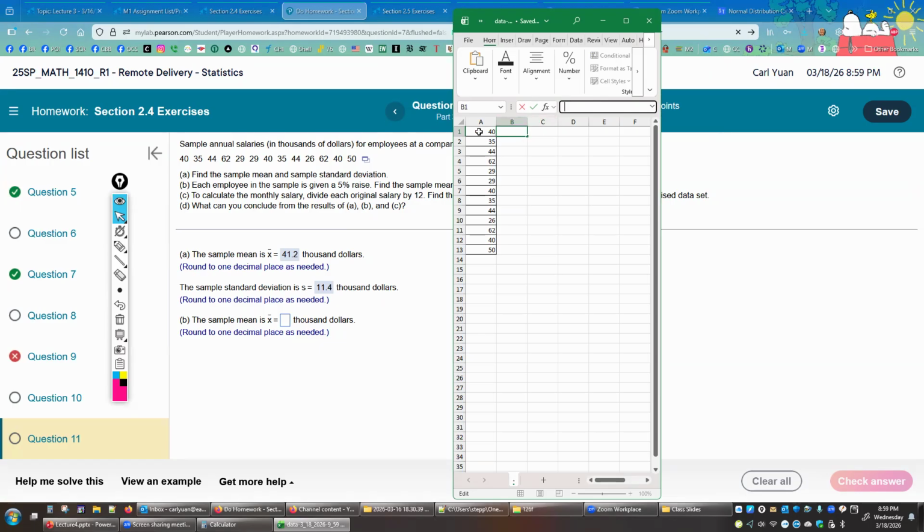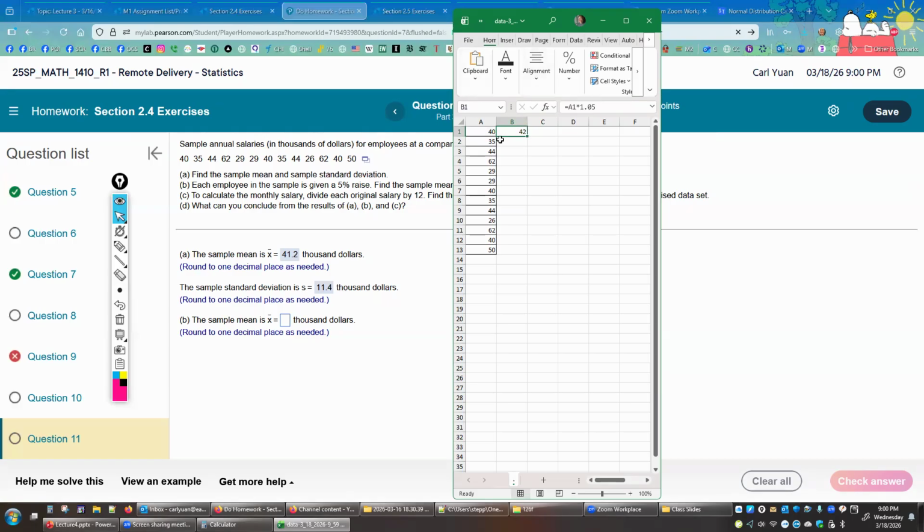Okay, so in Excel, I'm going to take whatever is in cell A1. 40 is in A1, right? So I'm going to type equals A1 times 1.05. That will multiply whatever that value is by 1.05.